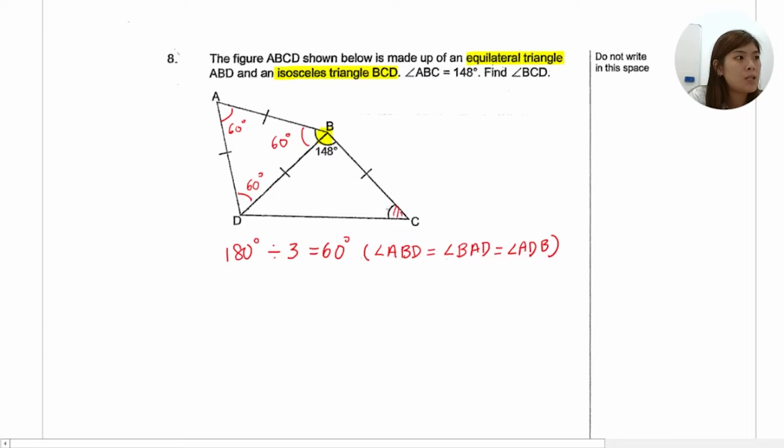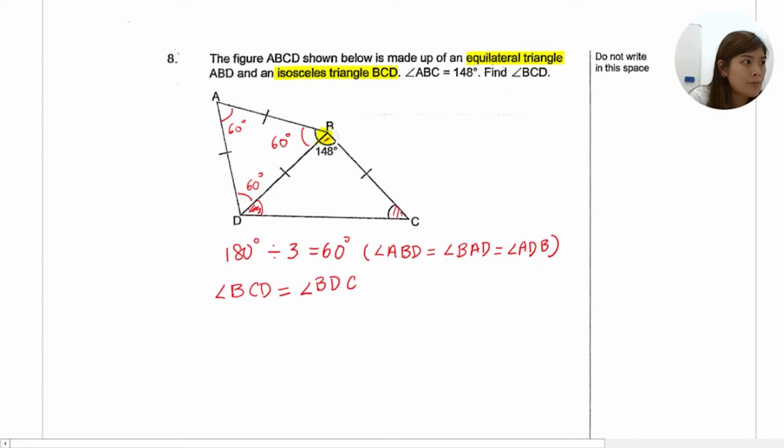The next piece of information that they say is an isosceles triangle BCD, meaning to say that angle BCD is equal to angle BDC. So angle BCD, which is the angle they want to find, is the same as angle BDC, because isosceles triangle. Then you know angle ABC is 148 degrees.